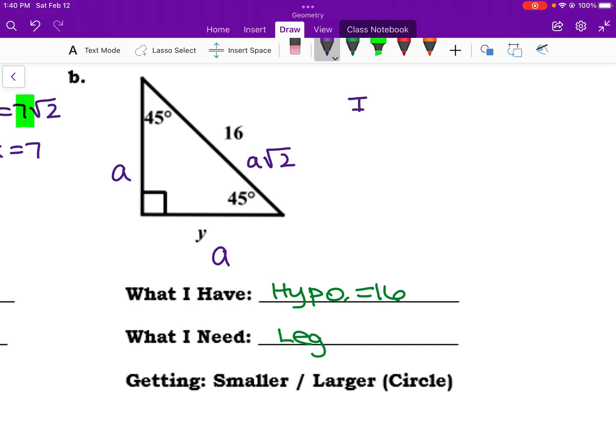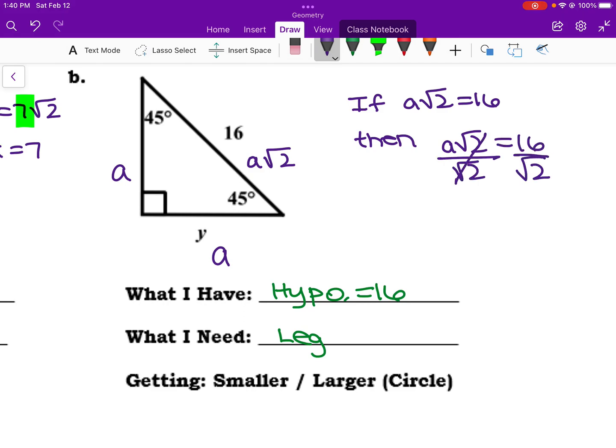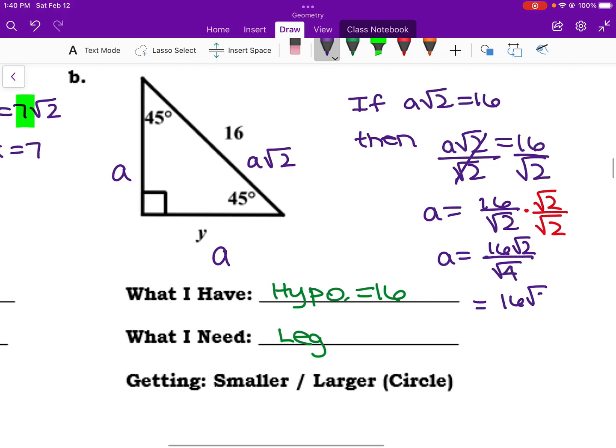A root 2, right, we can say if A root 2 equals 16, then notice we're going to have to solve for A. So let's write this out again. A root 2 equals 16. So I'm going to have to divide both sides by root 2. These cancel here. This is where my rationalizing comes into play. So if I have 16 over root 2, I like to get that denominator cleared of those radicals. So I'm matching it with a root 2 top and bottom. So I'm going to have 16 root 2 over root 4, which is 16 root 2 over 2. And that simplifies to just 8 root 2. So I can find that my leg is 8 root 2.